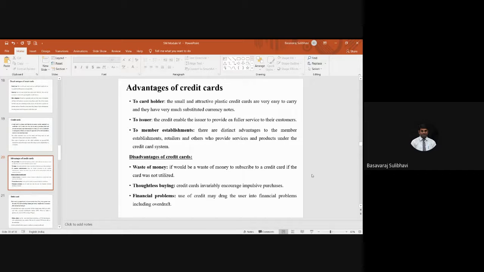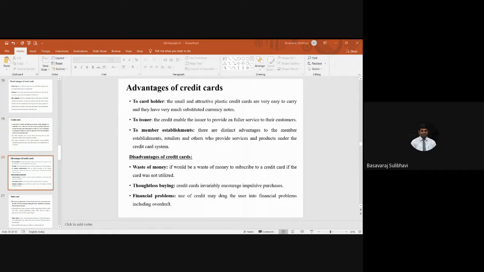Then we have the advantages of credit cards. One advantage for any card holder is that it is a small and attractive plastic card which can be carried very conveniently in the purse. It is something like a substitute for currency notes, so there is no need to keep cash in the form of notes. This card is more than enough to use for any transactions with any sellers.